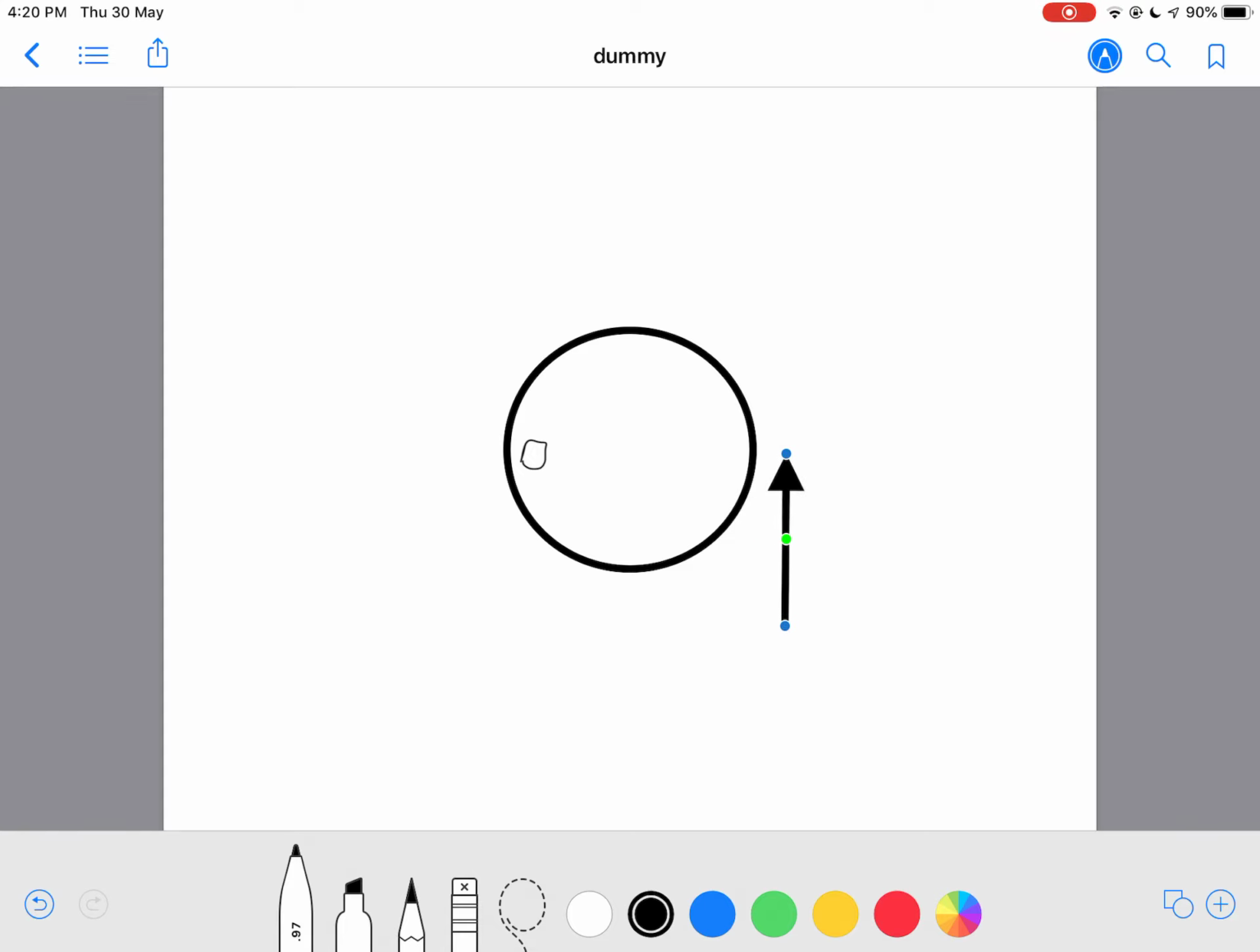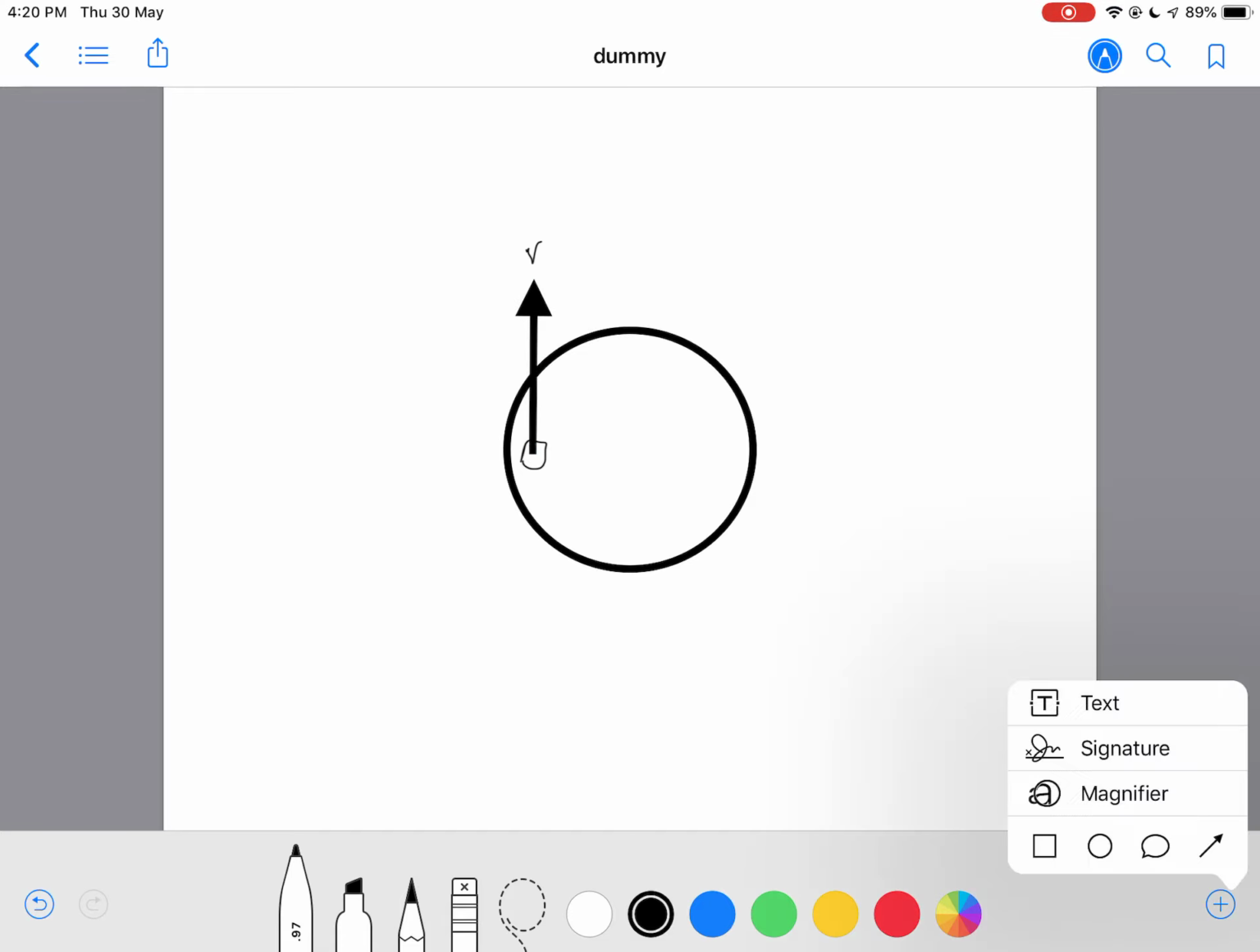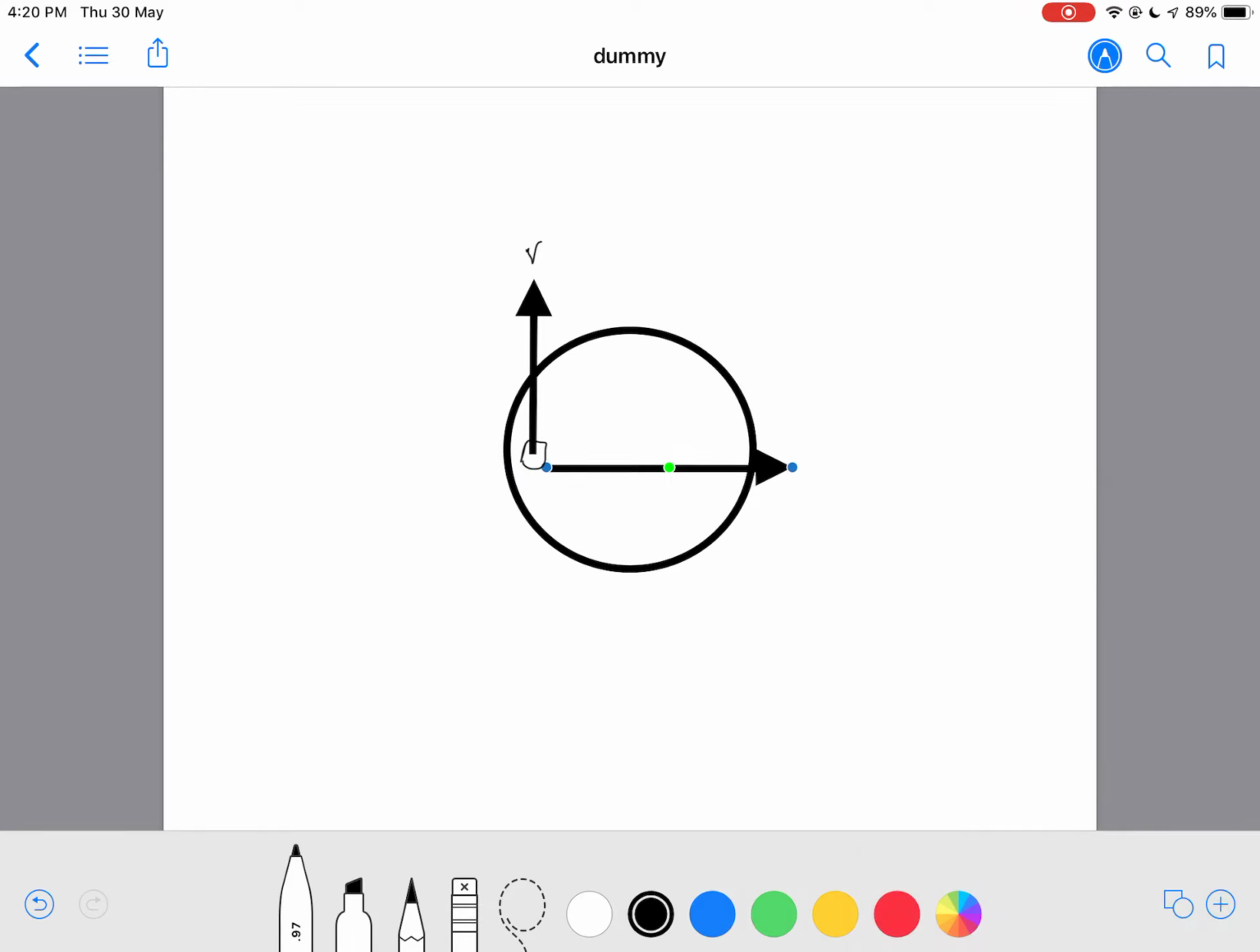okay? The direction of the velocity always acts 90 degrees to the center of the circle. Because it says it's moving clockwise, the velocity acts in this direction, and then the centripetal force acts towards the center. So that's 90 degrees and acts towards the center. You would label that FC. So FC acts towards the center and V acts 90 degrees to the center of the circle.